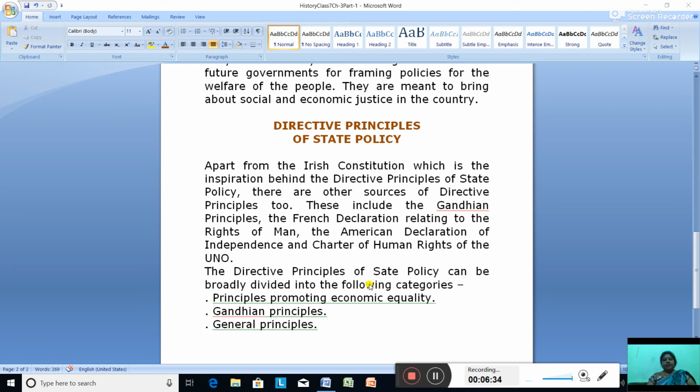The directive principles of state policy can be broadly divided into the following categories. What are the categories? According to your book, they are broadly divided into three categories: principles promoting economic equality, Gandhian principles and general principles.